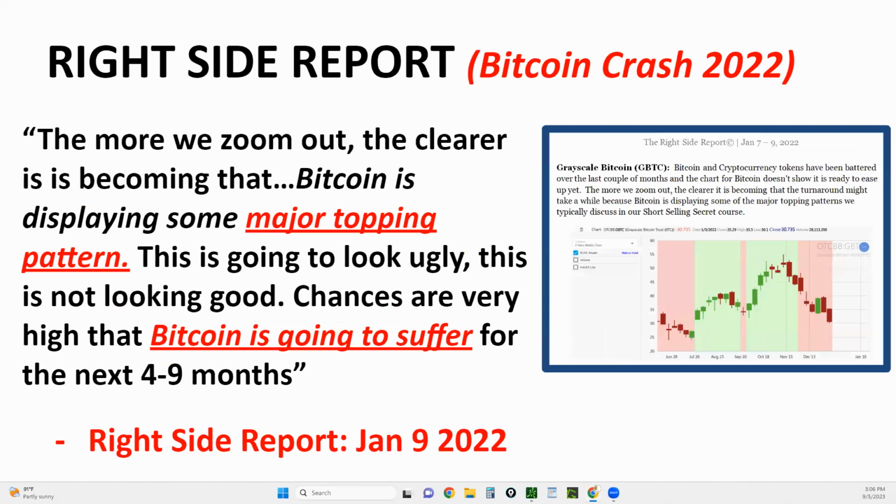Here is the Bitcoin crash of 2022, when we wrote about that in January 2022, saying that Bitcoin was displaying top-end patterns and that it was going to suffer for a while. And next thing you know, Bitcoin and a lot of cryptocurrencies did really, really poorly in 2022. But again, in January 2022, we saw those warning signs.